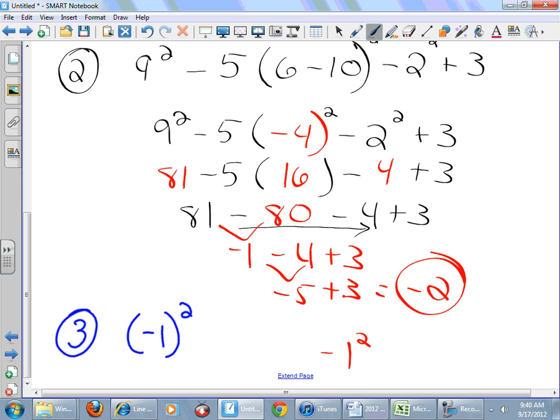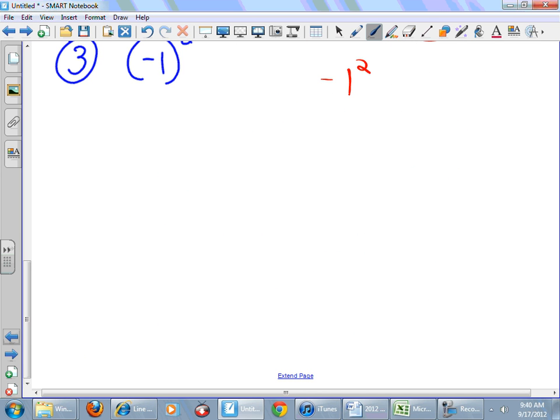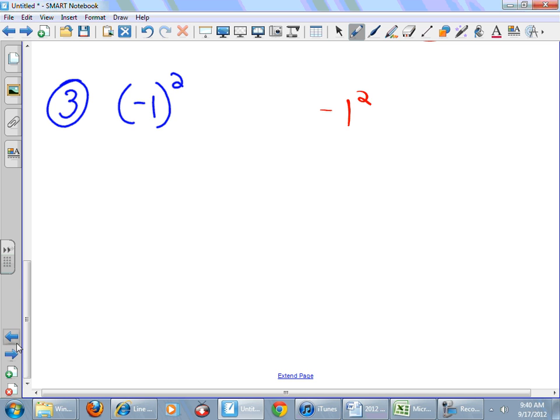And there you go. All right, I want to talk about this type of problem here. Problem number 3, we have the quantity of negative 1 to the second power, and we also have negative 1 to the second power. They are not the same problem. Did you hear that? They are not the same problem.